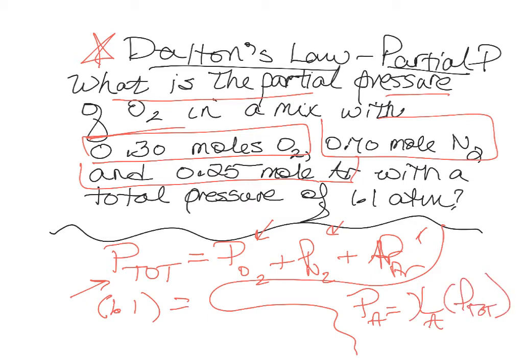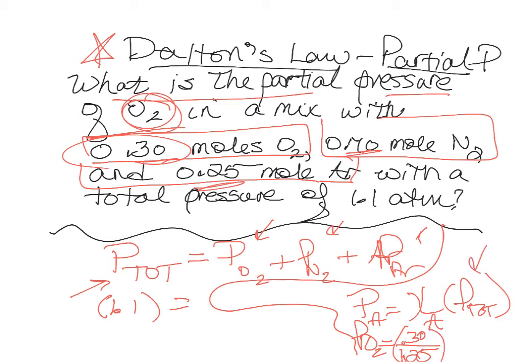In this case, we can find the mole fraction. They asked us specifically about oxygen, so let's find the partial pressure of oxygen. The mole fraction of oxygen is the moles of oxygen, 0.3, divided by the total moles. So we have 0.3 and 0.7, that's 1, plus 0.25. So the total moles in this mixture is 1.25. So there's our mole fraction.